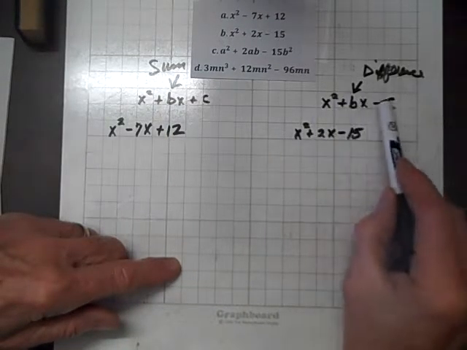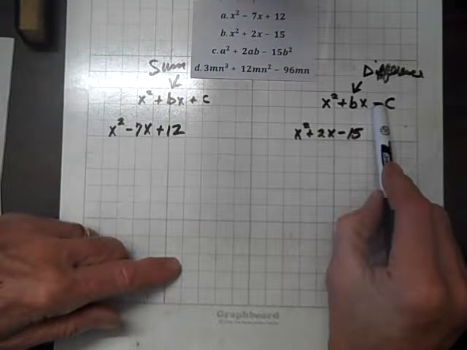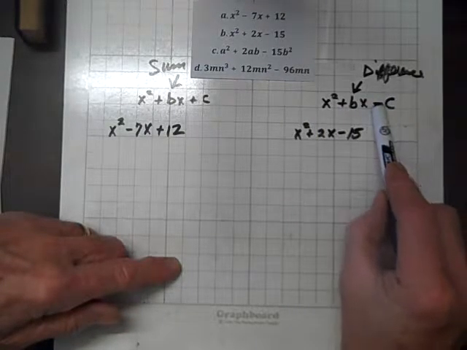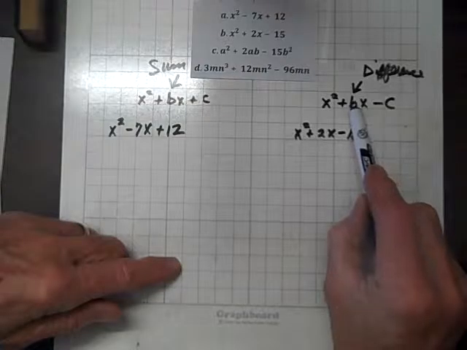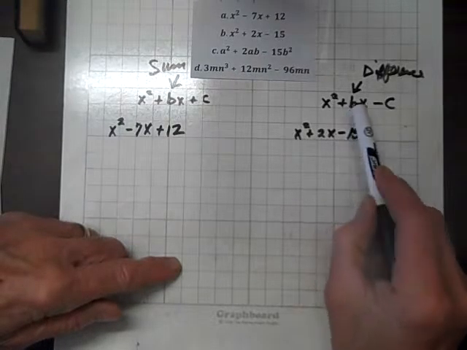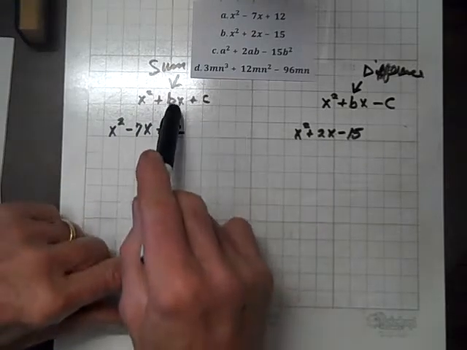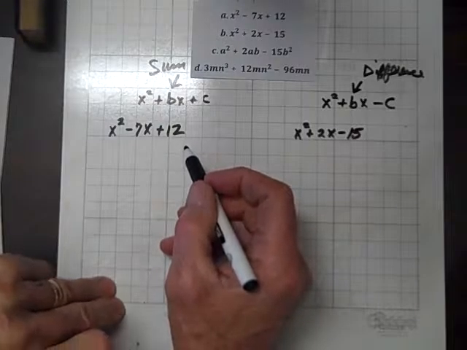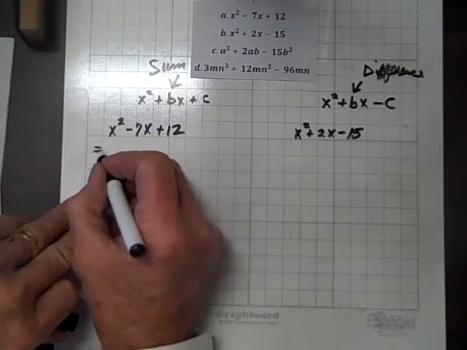If the first and third terms have different signs, for example, here we have a positive, it's understood, and here a negative, then the middle term will be a difference. So let's deal with the sum first. So here we have x squared minus 7x plus 12, and that's going to factor.